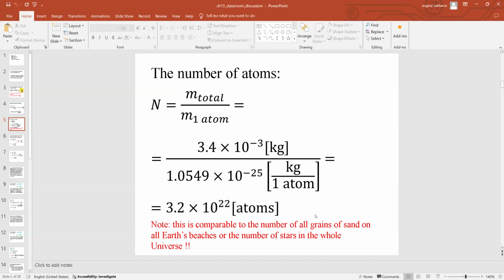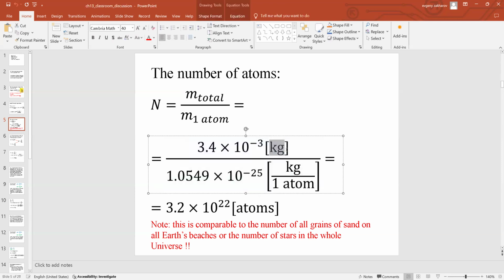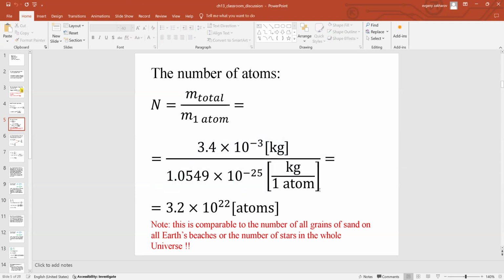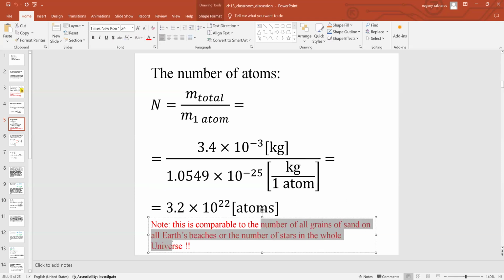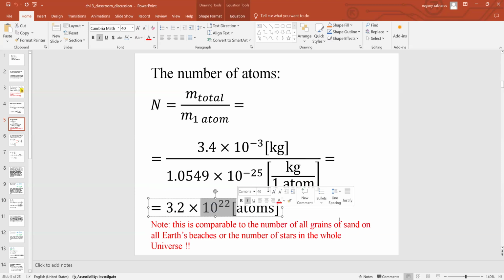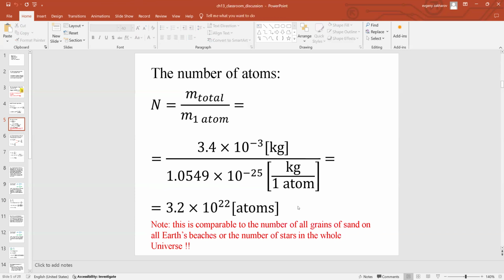So this is the number of atoms in that coin because we figured out the conversion factor between the U's and grams, and then kilograms, and then you convert everything to kilograms, and kilograms cancel, you're left with the number of atoms. Oh, this is actually comparable to the number of all grains of sand on Earth's beaches, or the number of stars in the whole universe. This is a pretty large number. It's 3 times 10 to the 22nd, so it's 3 and 22 zeros after it.